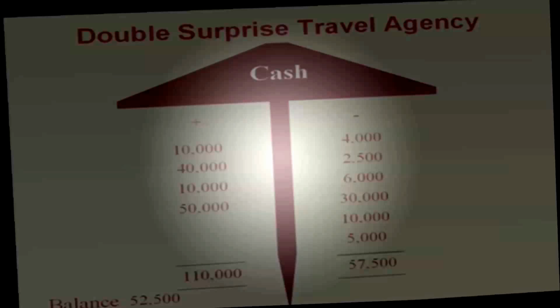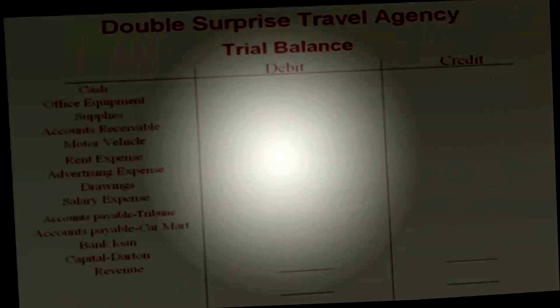The first thing I want you to do is do what's called a trial balance, which looks like this. Debit means left, credit means right. List the names of all the T accounts. For example, the first was cash. What was the final balance? Was it left or right? Do you remember? It was 52,500 on the left. So for cash, you put 52,500 left. Do the same for office equipment, supplies, and go down.